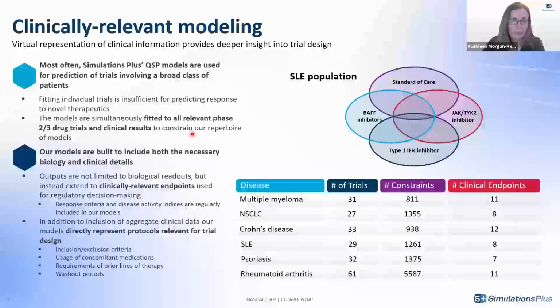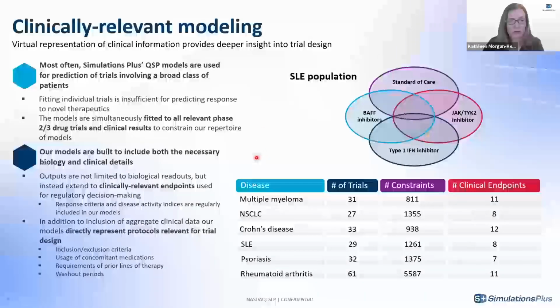Most often, Simulations Plus QSP models are used for prediction of trials involving a broad class of patients. We have found that fitting individual trials is insufficient for predicting response to novel therapeutics. Our models are simultaneously fitted to all relevant phase 2 and phase 3 clinical trials and their results to constrain a repertoire of our models.